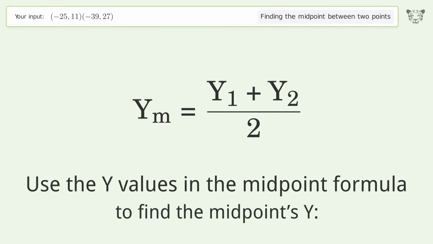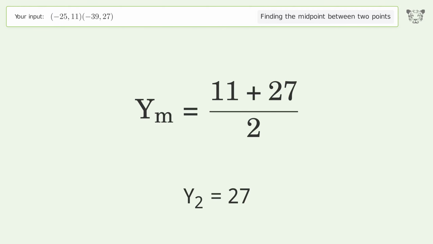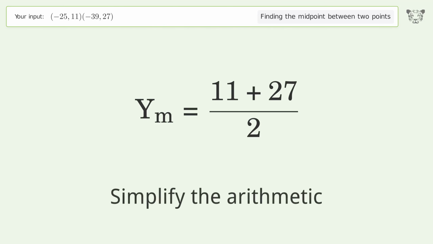Use the y values in the midpoint formula to find the midpoint's y. y1 equals 11. y2 equals 27. Simplify the arithmetic.